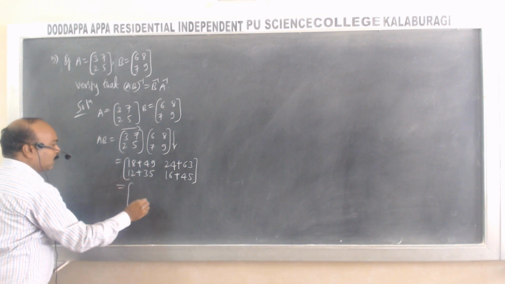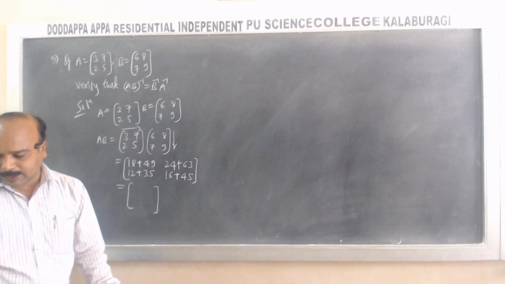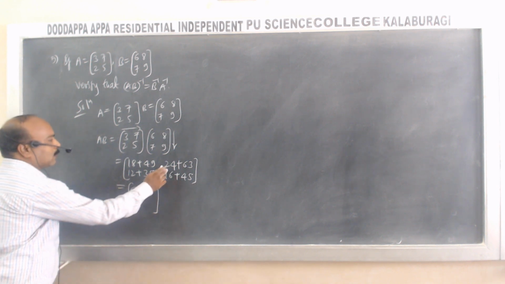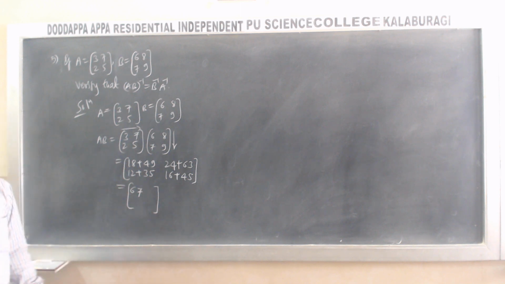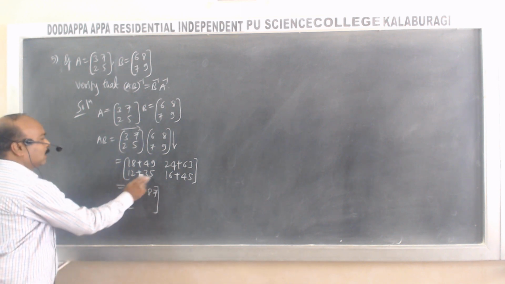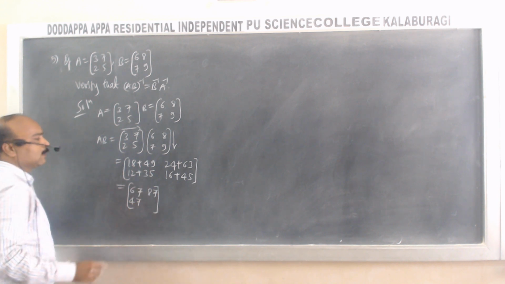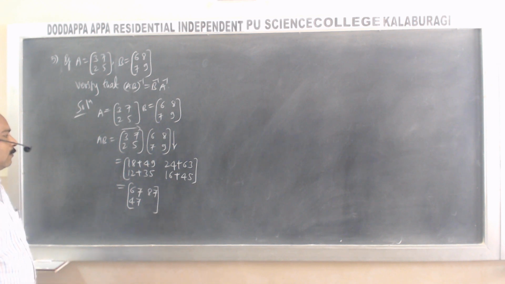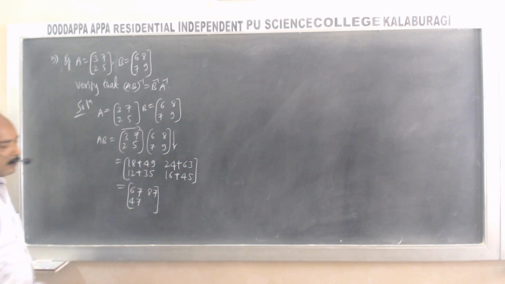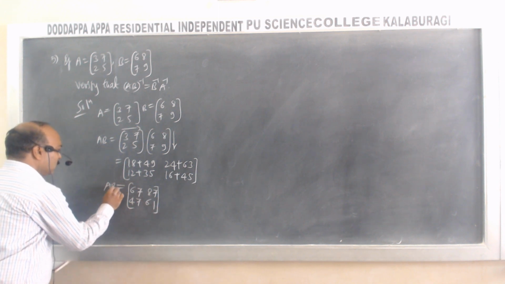Now simplifying this, we get 18 plus 49, which is equal to 67. Next, 24 plus 63, it is 87. Next, 12 plus 35, it is 47. Next, 16 plus 45, it is 61. Now it is the AB matrix.